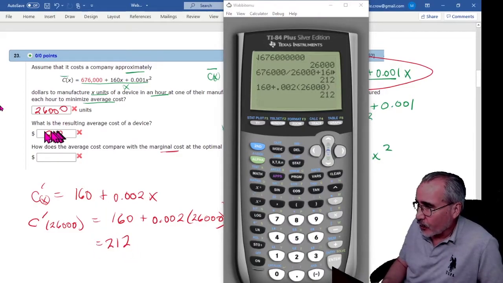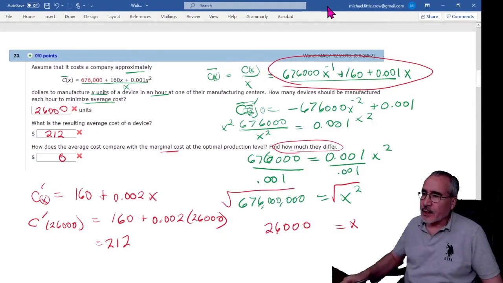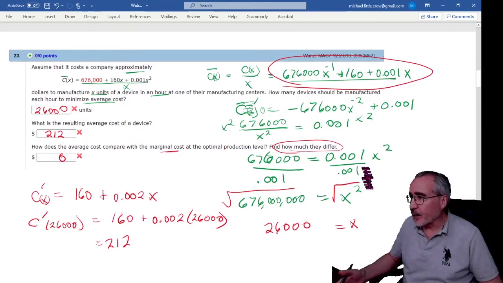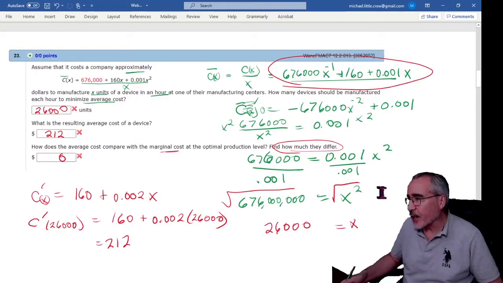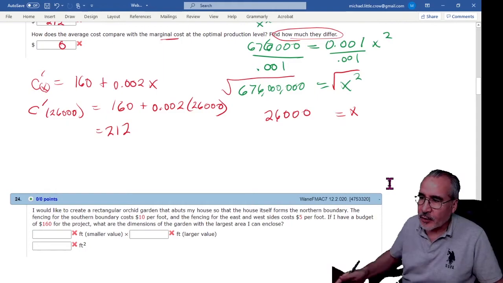And so we take the 212 of the average cost minus the marginal 212, and we get 0. I think we've done this before in another problem, and that's kind of typically what happens when you're minimizing, you're getting the minimum average cost. The marginal cost of producing the next one is going to be about the same.